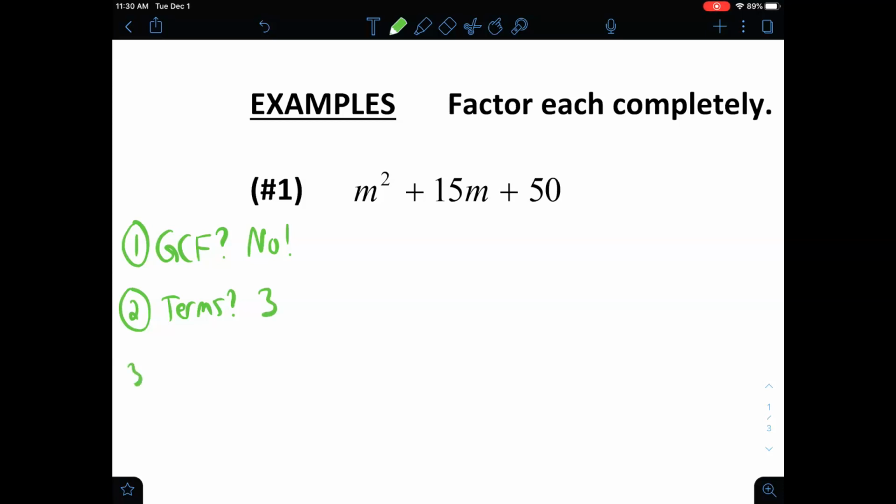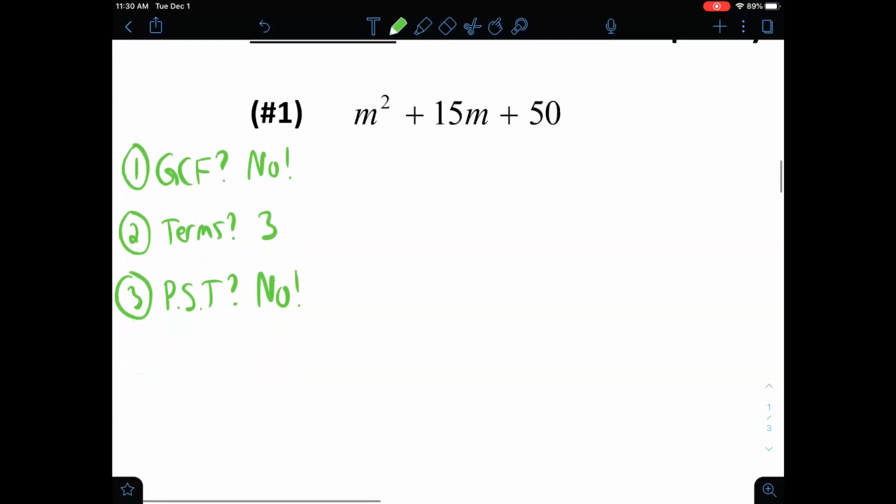And we have 3. Step 3 is to check for a perfect square trinomial. A perfect square trinomial is going to have a perfect square here and a perfect square here, and the middle is going to be double the AB. The two square roots are going to be multiplied in the middle here. Well, is 50 a perfect square or no? This is not a perfect square trinomial. This 50 is not a perfect square. If it were 64, that would be.